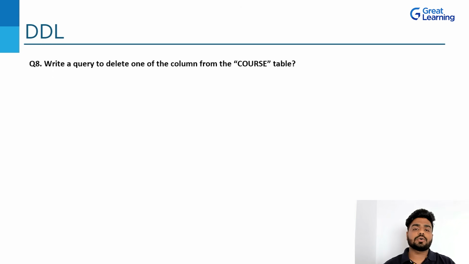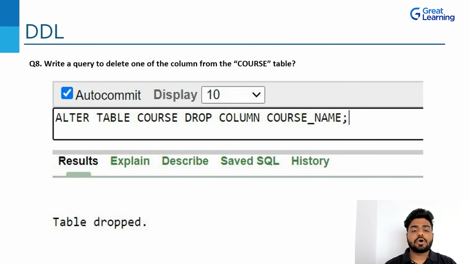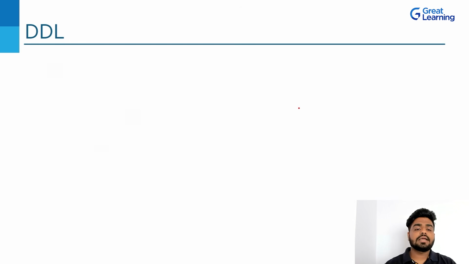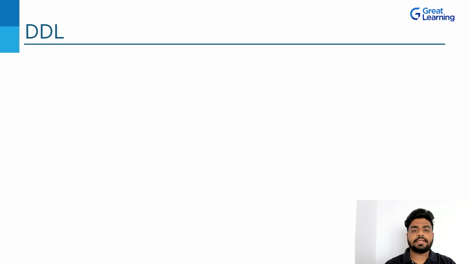Okay. So now let's move to the next question, which is write a query to delete one of the columns from the course table. So I want to only delete one of the columns. ALTER TABLE course, course is the table name, DROP COLUMN course name. If you want to only drop one column, then DROP COLUMN course name, where course name is the column name. This is done and you can see here that the column name is not there, right?